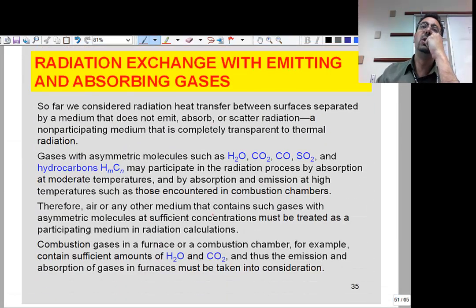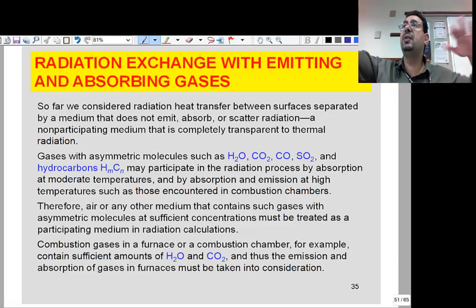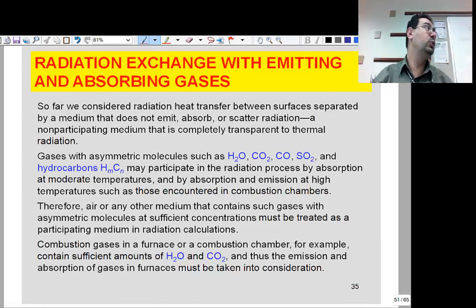All right. So far, during this course and in the exam also, we always looked at the air as if it is transparent to radiation. When we discussed radiation, we basically said radiation just comes from this surface to that surface. But what about the air between them? Doesn't the air absorb anything? So over here it is basically saying that some gases really do participate in the radiation process. They may participate in the radiation process by absorbing.